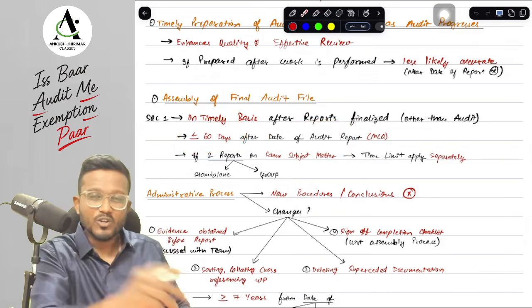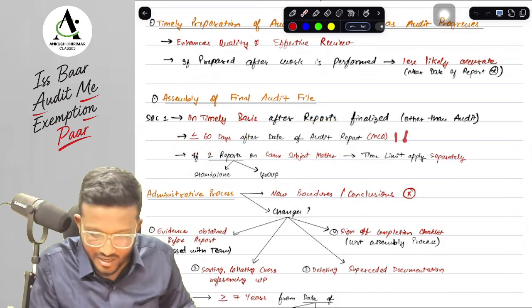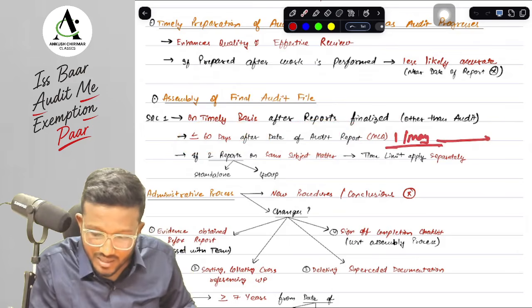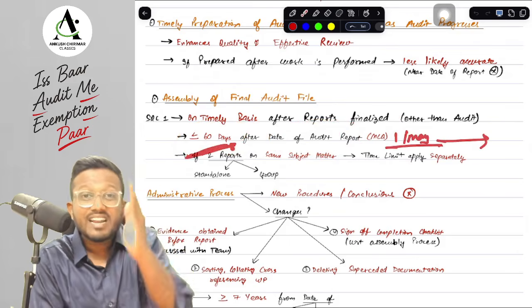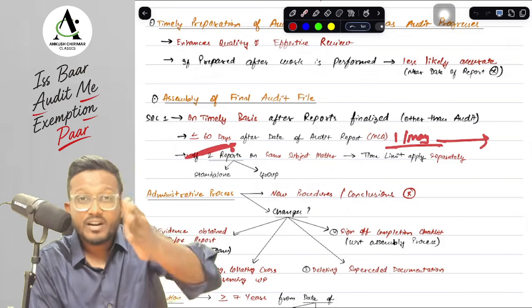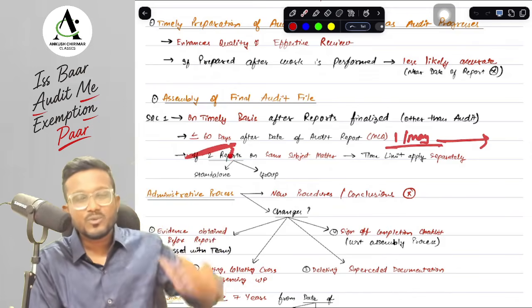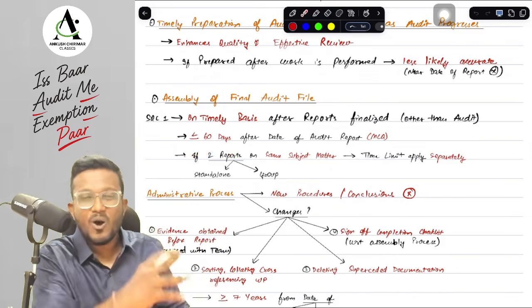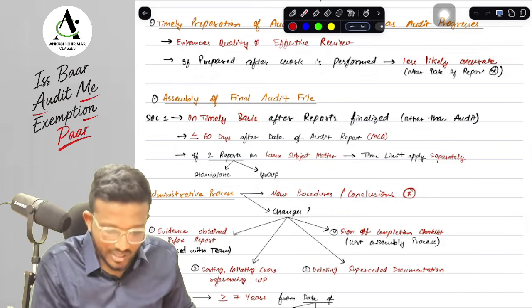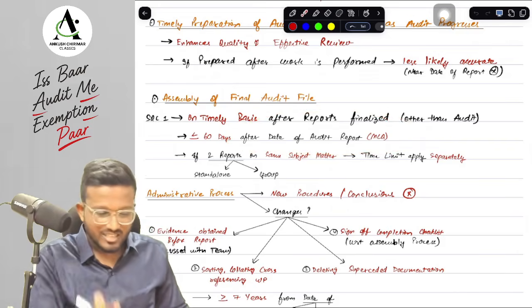Now I have a question for you. Let's see who answers it correctly. Suppose my audit report date is 1st May. What will be the 60 days considered? What is the day by which my final audit file should be ready? What is the 60th day? I want to know this. This is a question from your date-calculation type of thing. So you need to answer this particular question in the comment box. Let's see who answers it correctly.